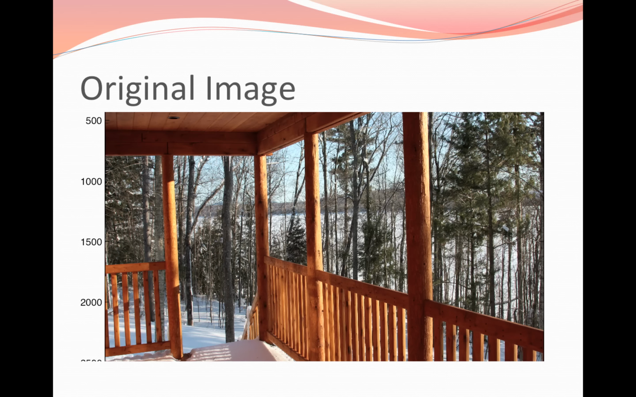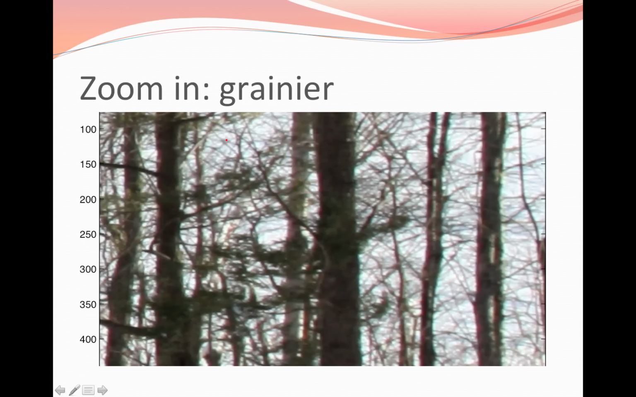So let's take a look at this original image again. So here's the image. Again, it's got a lot of pixels. So what we're going to do is zoom in. Over on the right-hand side where there's some trees and you see a frozen lake in the background, somewhere around here, we're going to zoom in on that part of the matrix. When we look at that, you can see that it's a lot grainier.